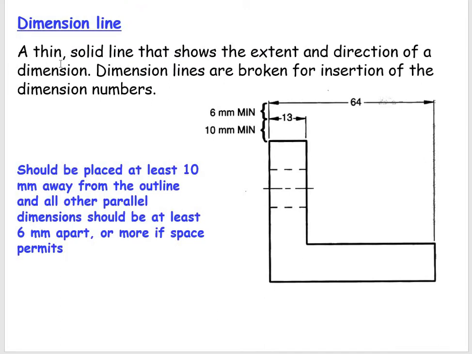So a dimension line is a thin solid line that shows the extent and direction of a dimension. Dimension lines are broken for insertion of the dimension numbers. For example, the length from here up till here is 13. So I have to denote the measurement. How to denote what is the length, what is the measurement? That procedure is called dimensioning. So here it is 13 mm and from here to here 64 mm.